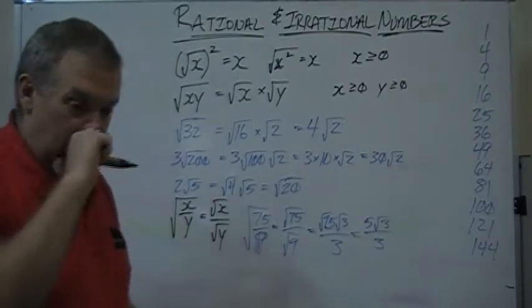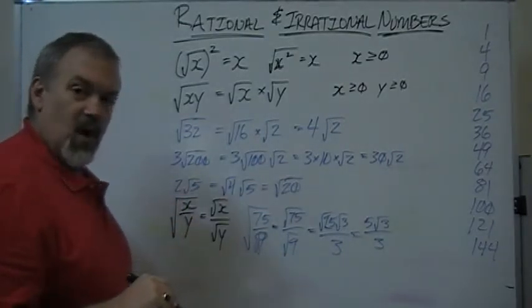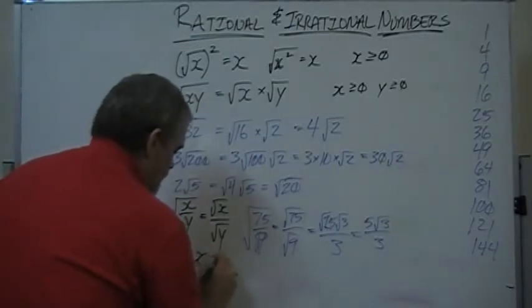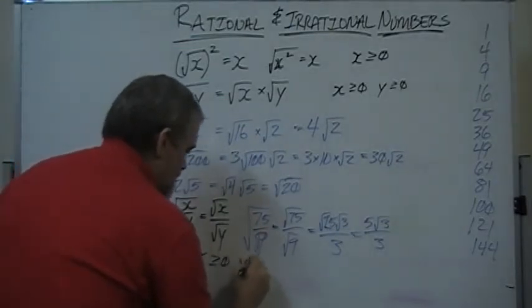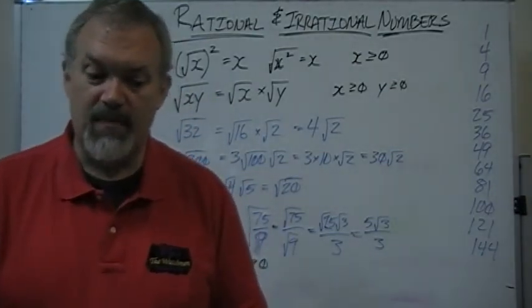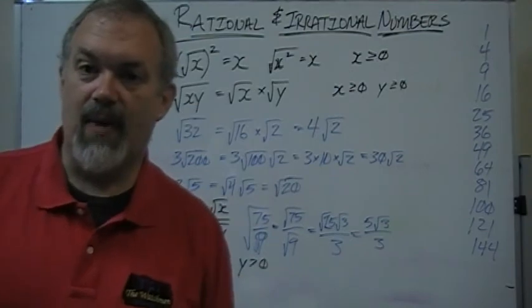Also, please keep in mind that x and y both have to be positive. Or x has to be greater than or equal to 0, and y has to be greater than 0 because we can't divide by 0 on the bottom of a fraction. And that is rational and irrational numbers.